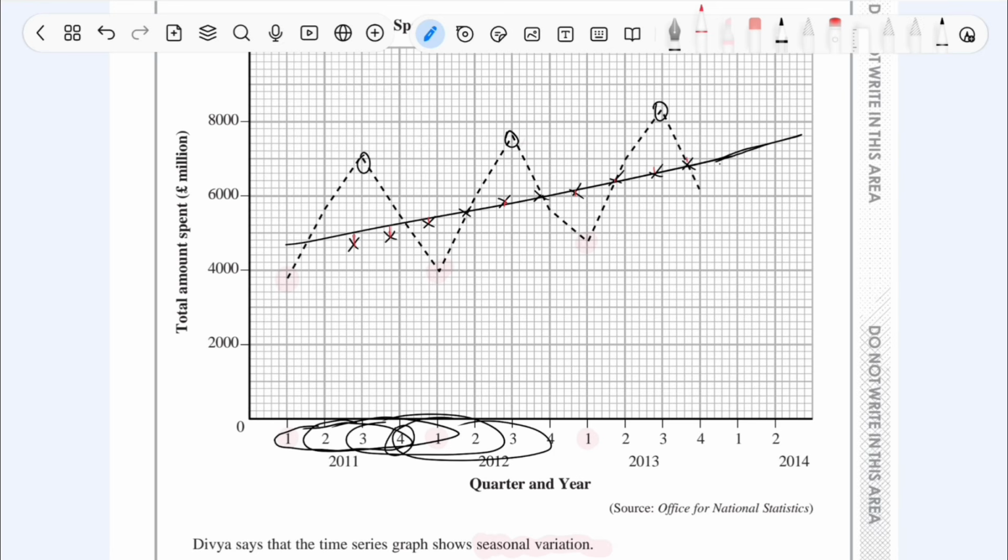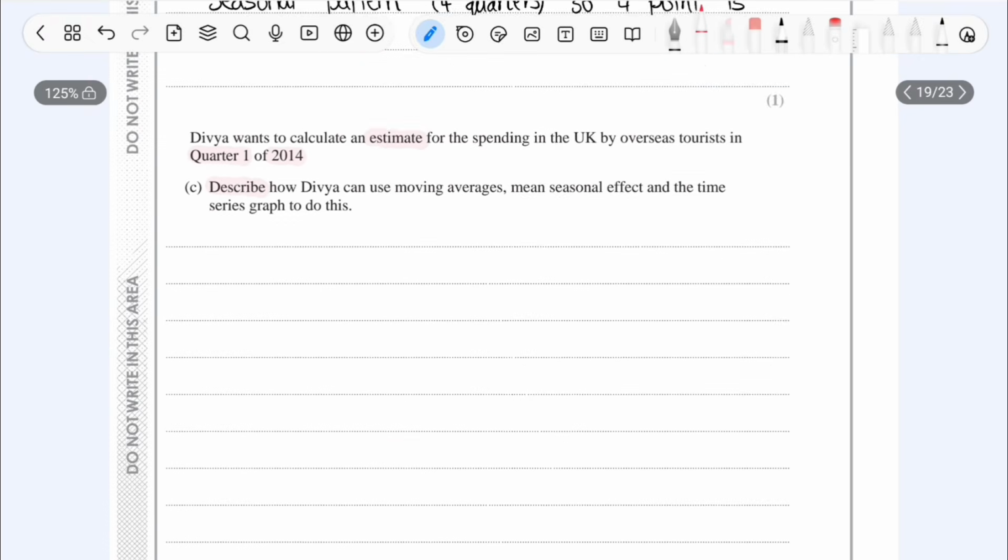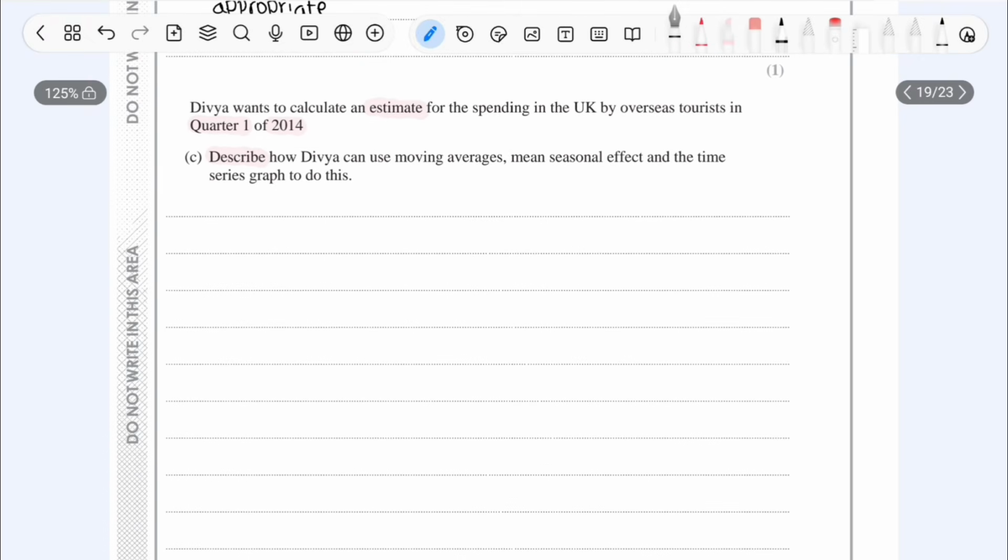And the idea is once you do that, you add the value to the trend line and then you get your point either here, or if it's negative, perhaps here. And then that's basically your value for the estimate for quarter one of 2014, which is what it was asking for. So now we need to actually portray this into words.